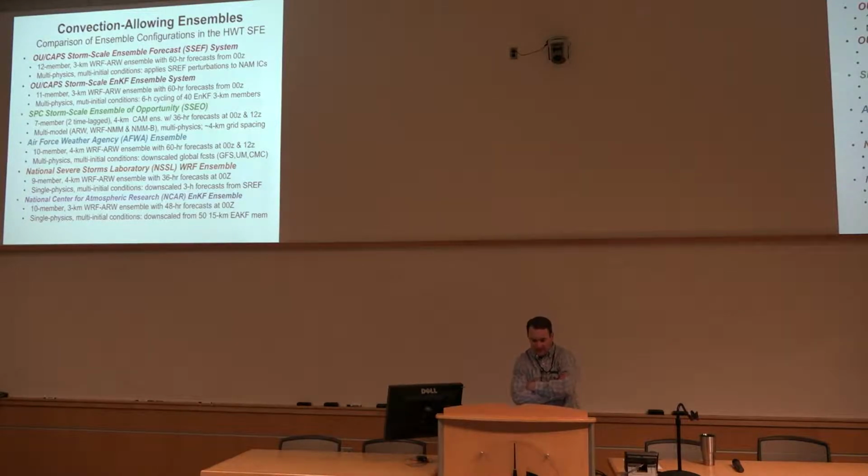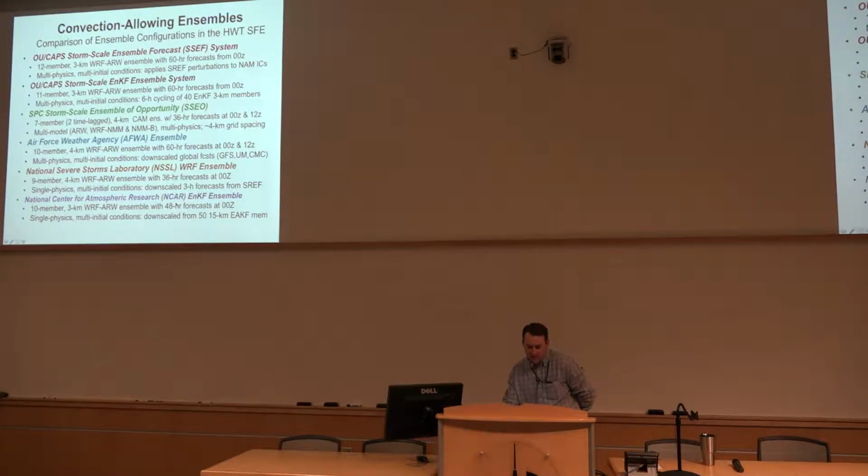I'm not going to hit all the details of this, but I had mentioned the SSEO before. It's a 7-member, multi-model ensemble, so it has ARW, NMMB, and an old WRF NMM run in it. I'll also refer to the CAPS storm scale ensemble forecast system. It's more advanced, uses multi-initial conditions with SREF perturbations. It's basically a formally designed ensemble. The Air Force used a global forecast to initialize their model.